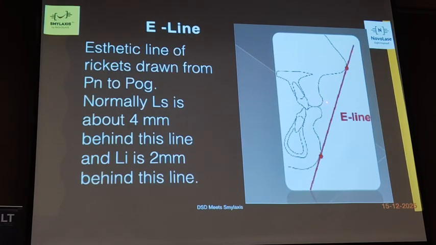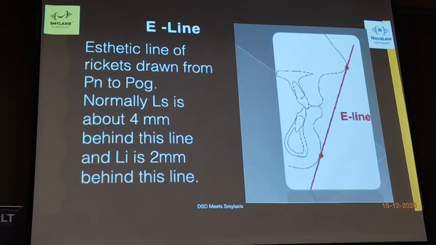If the upper lip is touching this line, that is called bimax protrusion. So this is really helpful to differentiate the cases from dental to skeletal. Okay, that is E line.